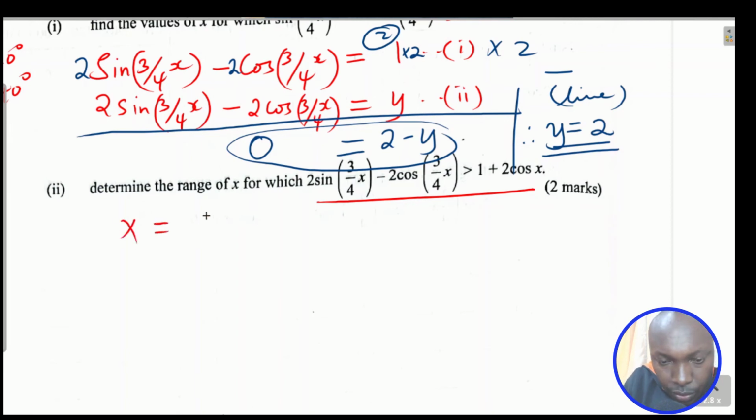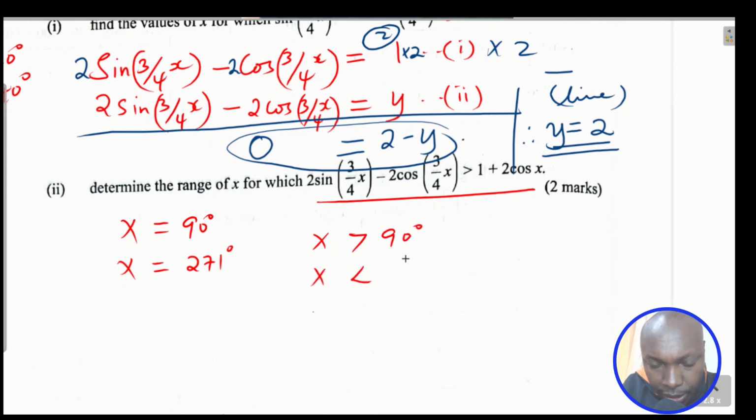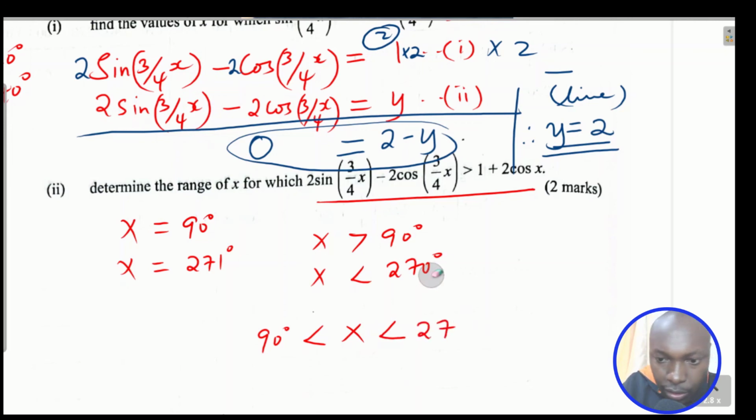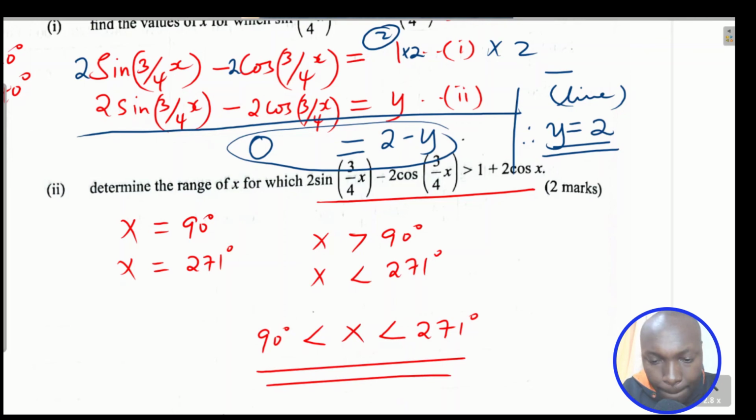So x is equal to 90 degrees, and also x is equal to 271 degrees. To give the range, we need to give it in the form of an inequality. x should be greater than 90 degrees, and it should be less than 271 degrees. Combining these in one, this is what you have. x should be greater than 90 degrees and also less than 271 degrees. And so this is the range.